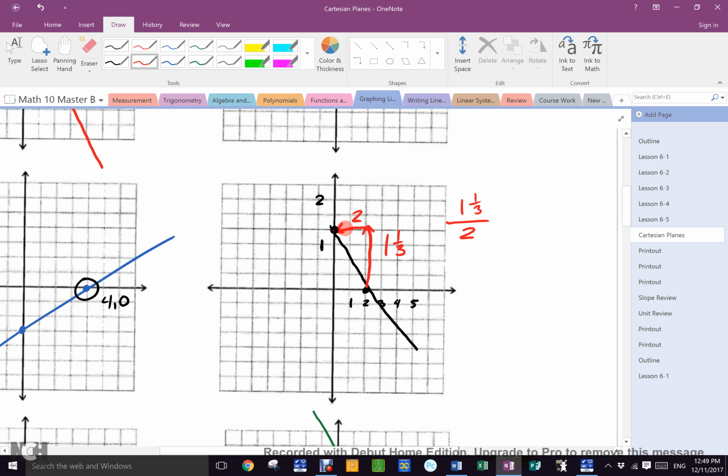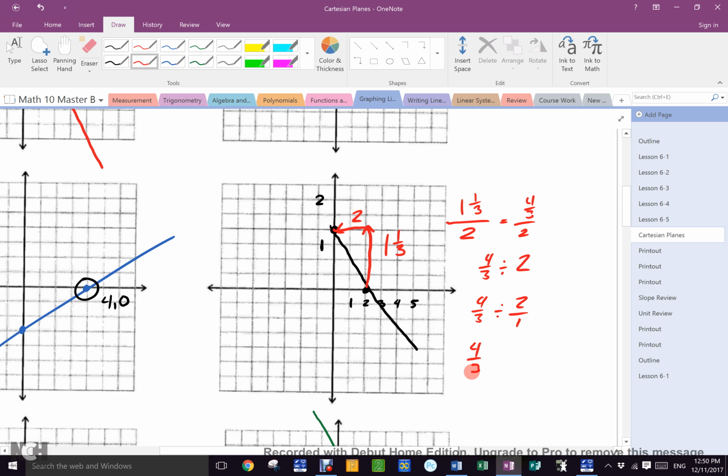No. Does everybody understand? That's the only thing that's hard about slope, is if you change the scales on one of the axes. Is everybody cool with that? Now, if I ask you to finish this, because that's ugly, isn't it? What is 1 and 1/3? That's 4/3, isn't it? Divided by 2, which is 4/3 divided by 2, correct? Which is 4/3 divided by 2 over 1, correct?